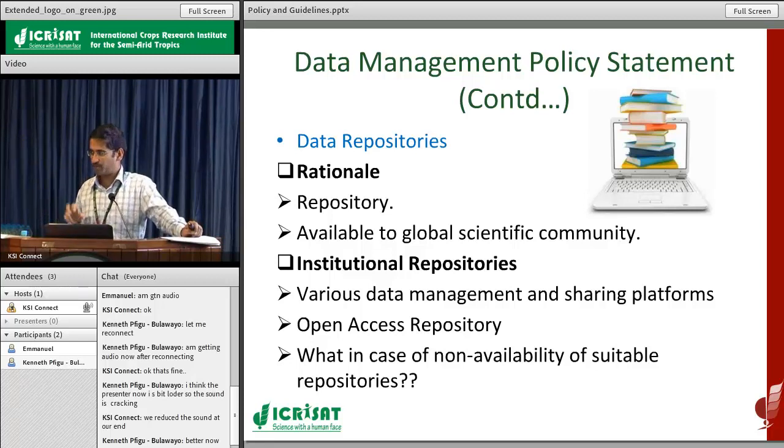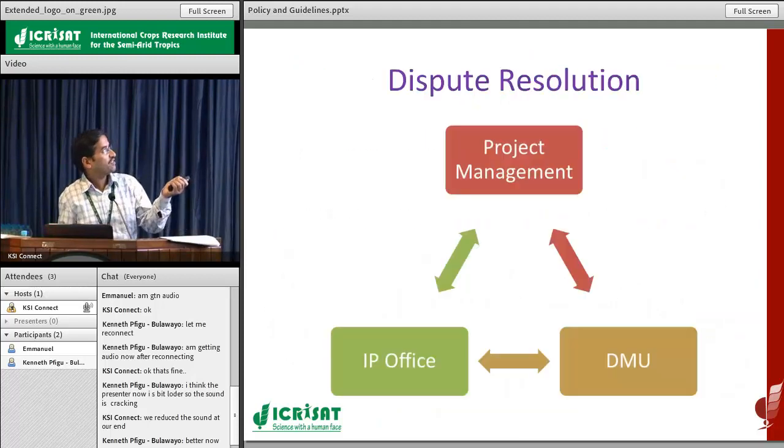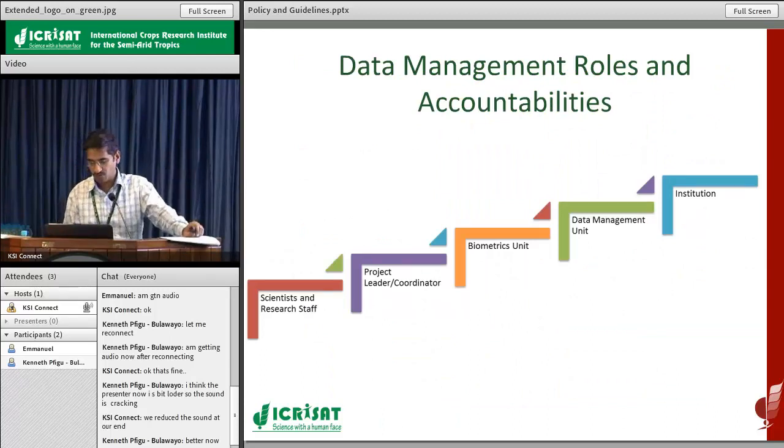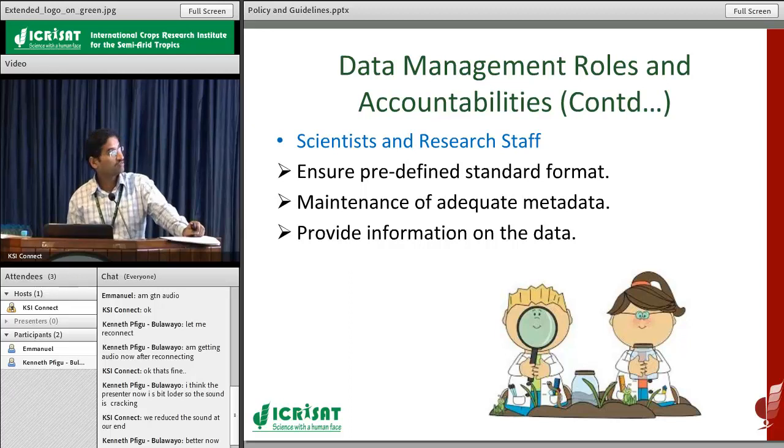So in ICRISAT, we made a setup so that if there is a dispute, the project management will approach the IP department and the data management unit. If it is not resolved within this, it will escalate to the higher authorities. And we discussed with scientists, and this is the flow of data curation before it loads into the data repository. And these are the roles and responsibilities of each and every department and scientist.